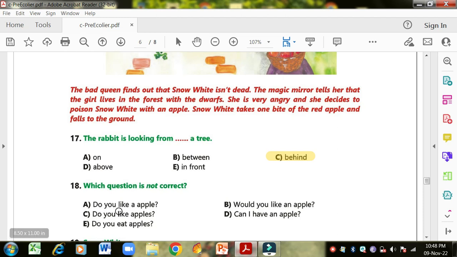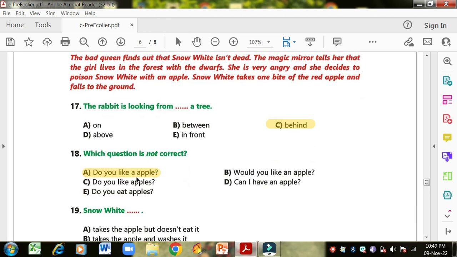Okay. Do you like a apple? Is this correct option? Do we say a apple or is it an apple? Let's see. Second is, would you like an apple? Yes, this is correct. Do you like apples? Yes, this is also a correct question. Can I have an apple? Yes, this is also correct. Do you eat apples? Yes, this is correct. So which one is wrong? The first one is wrong. Do you like a apple? No, it should be do you like an apple? Because A is a vowel, and with vowels we use an. So this question is wrong. So I have circled it.